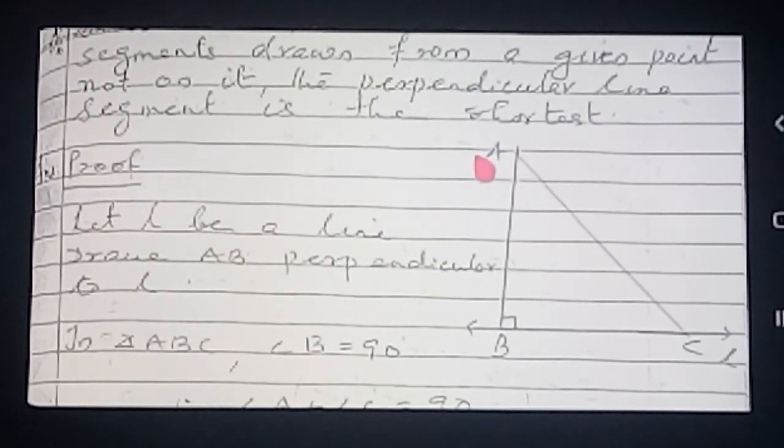So then what do we want to prove? We want to prove that AB is the shortest line segment. How can we prove it? We want to prove that angle C is the smallest one, so that we can prove that AB is the shortest line segment. Okay, listen here. Let L be a line, AB is perpendicular to L.